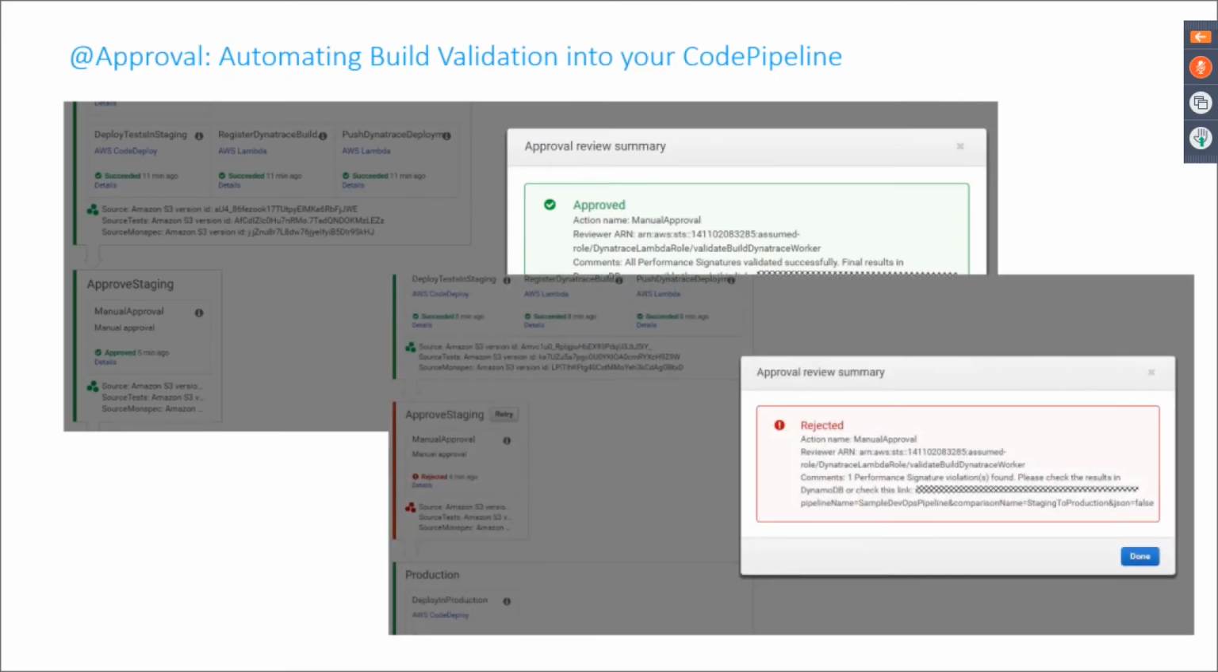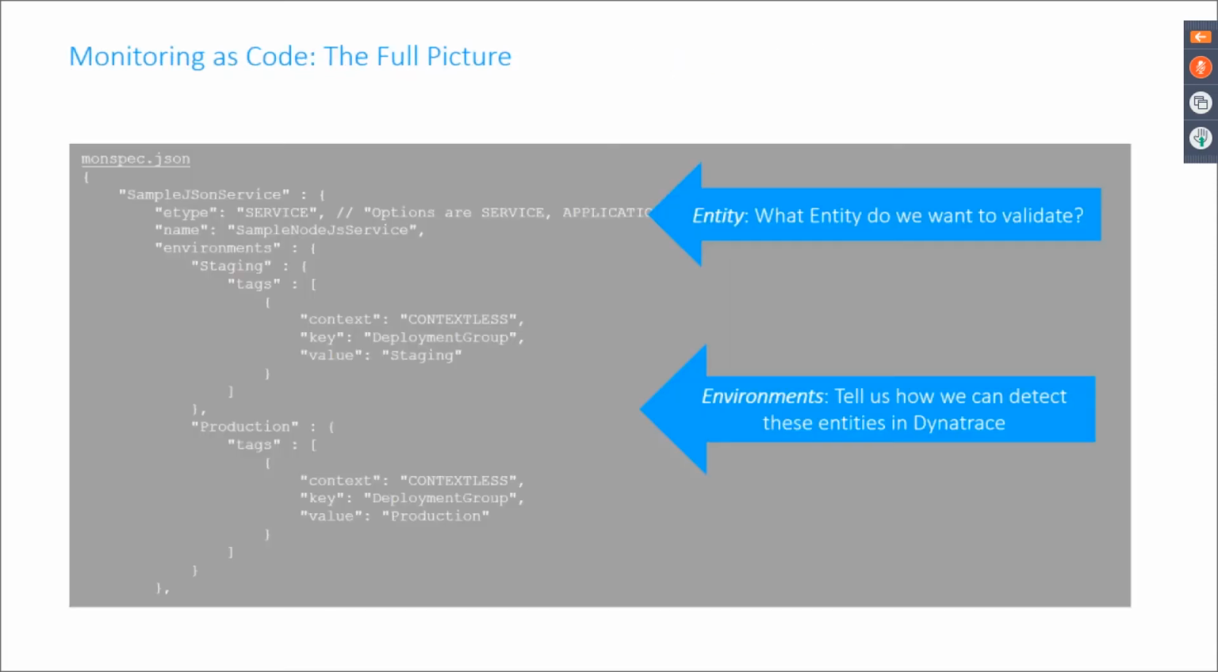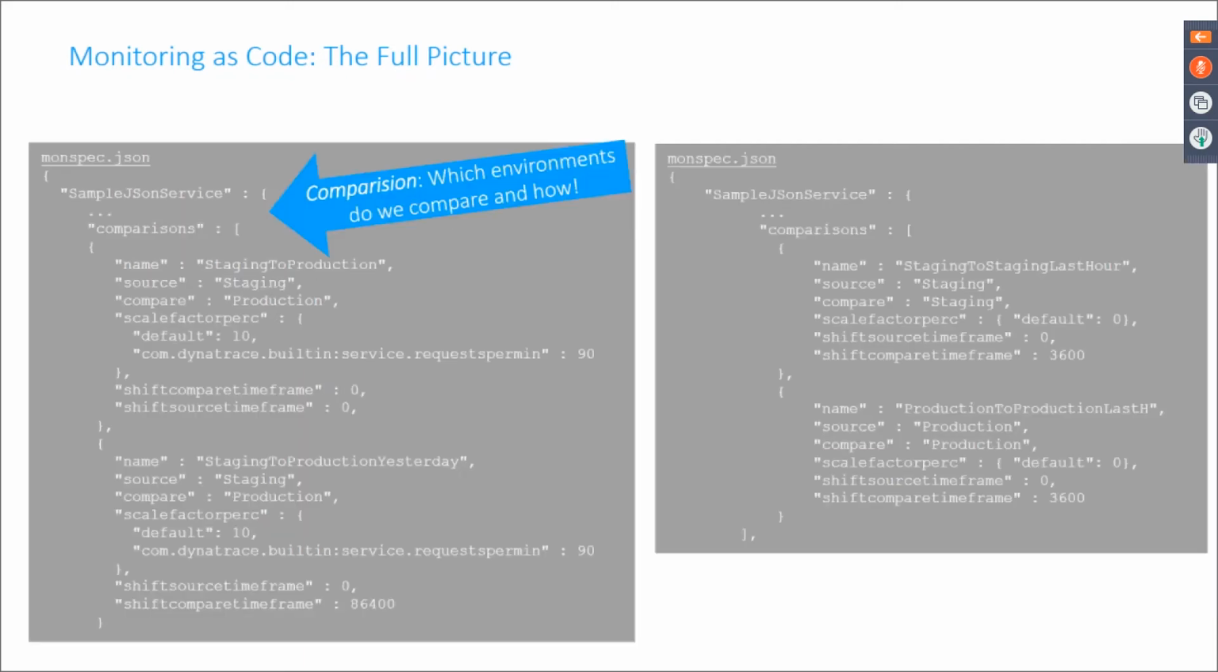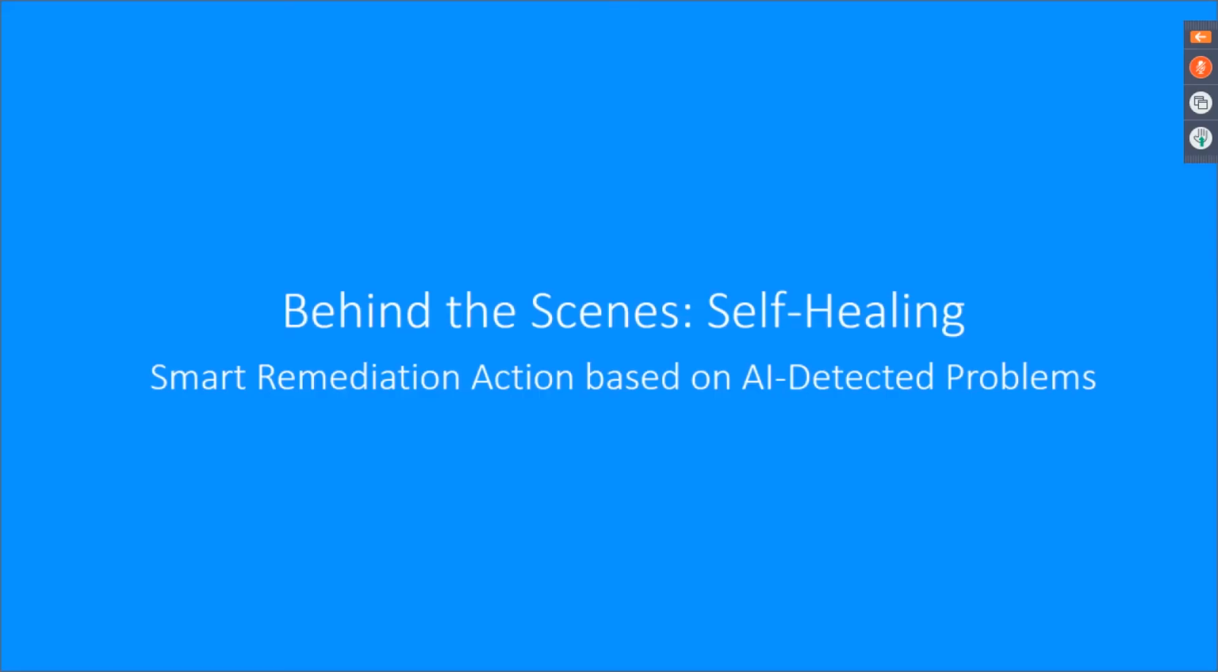All right, and you saw how it looks when it's approved and when it's rejected, and you have the link in there. And this is your report that we also saw earlier. And more information about the monspec file that I also showed you: specify your entities, your environments, your comparisons, it's all there, and you specify your metrics. Again, I'm glancing over this rather fast. These slides will be uploaded in a second. After I'm done with my presentation, they get up to GitHub, and then you can also get these slides.